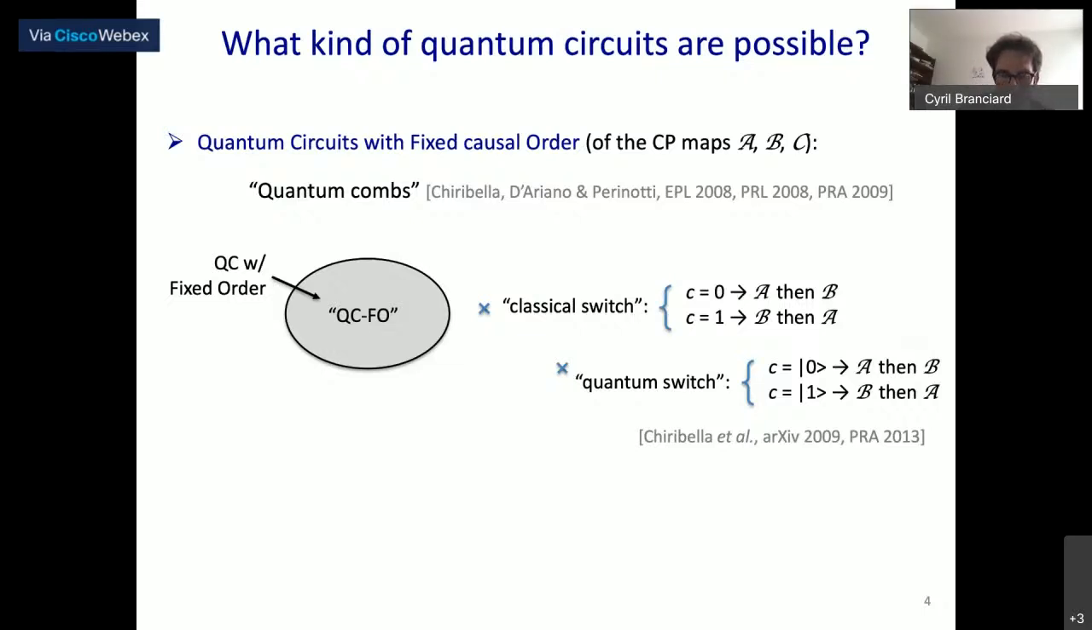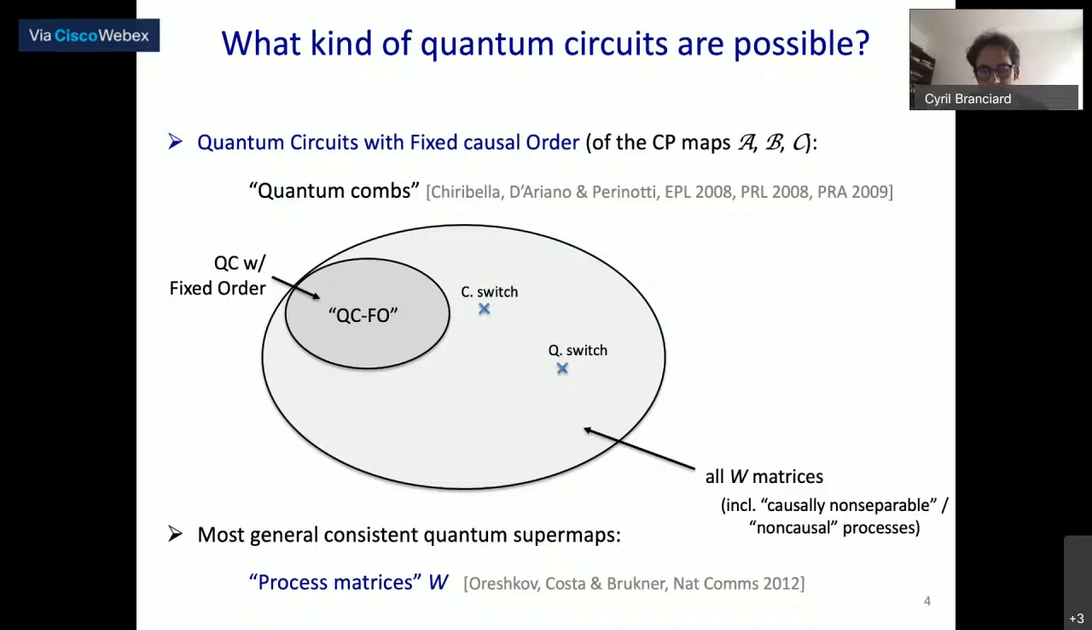And one question that we may ask is, what is the most general quantum circuit, or even the most general quantum supermap that can be imagined? And that's essentially the idea behind this framework of process matrices. So Ognian Oreshkov, Fabio Costa, and Cyril Branciard a few years ago asked this question: what is the most general consistent supermap? And they showed how these could be represented as process matrices.